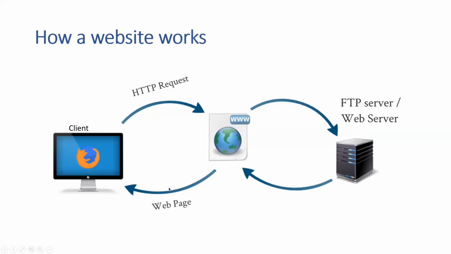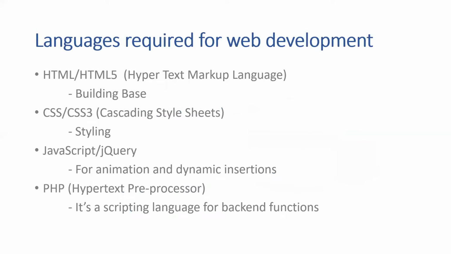Now, we will look into the languages required for web development. The first thing that we need to know is HTML, which stands for Hypertext Markup Language. HTML is like the building base of the website, or you can say the skeleton of your website. And once the structure is built up, then we use CSS, which is called Cascading Style Sheets. We use CSS for styling purposes, like what the color should be and how big a text should look.